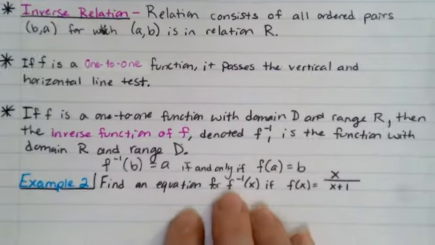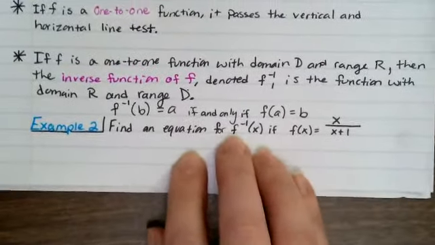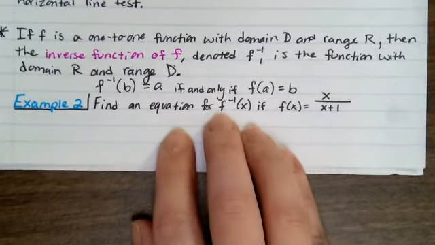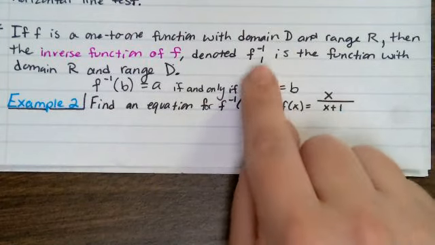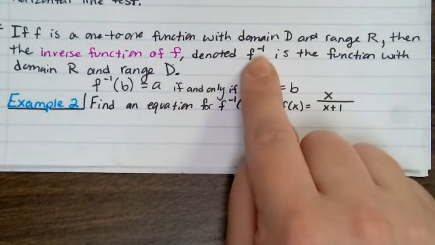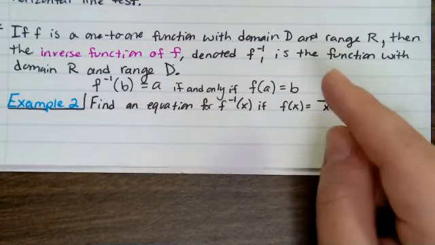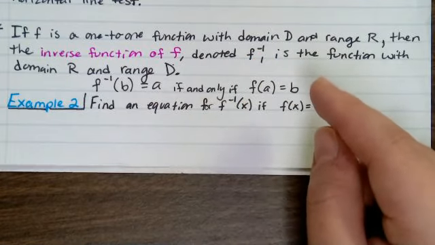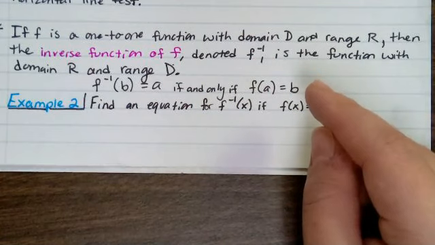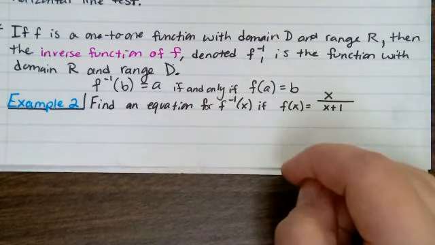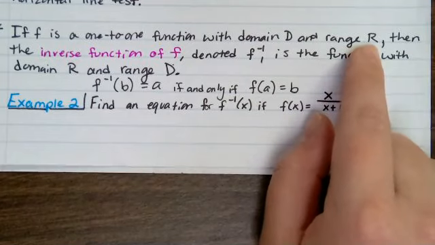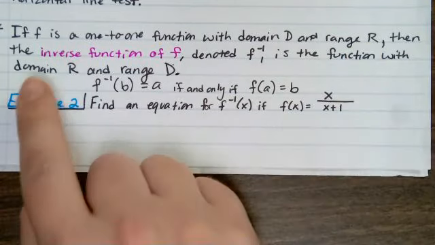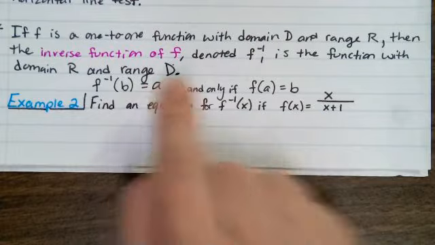All right, then we have a little bit more down here. It says if f is a 1-to-1 function with domain D and range R, then the inverse function, we denote it with that little -1 exponent, but we read it as f inverse. That is the function with domain R and range D. So again, what happens is the x and y's switch. If originally it was domain D and range R, the inverse switches those: domain R and range D.